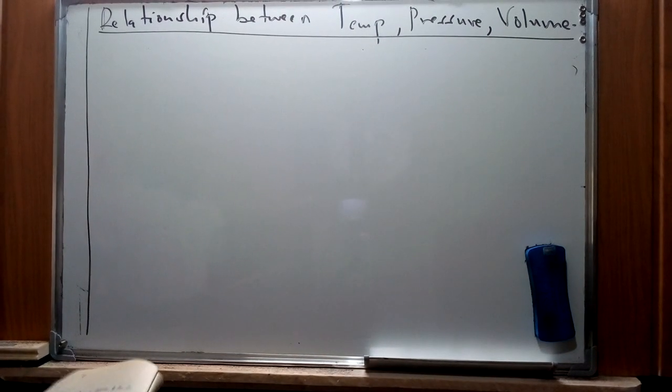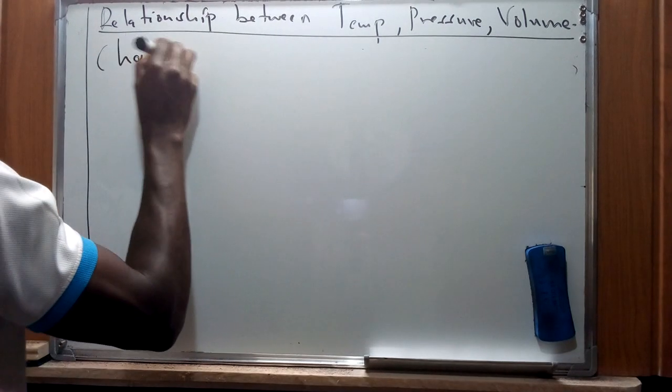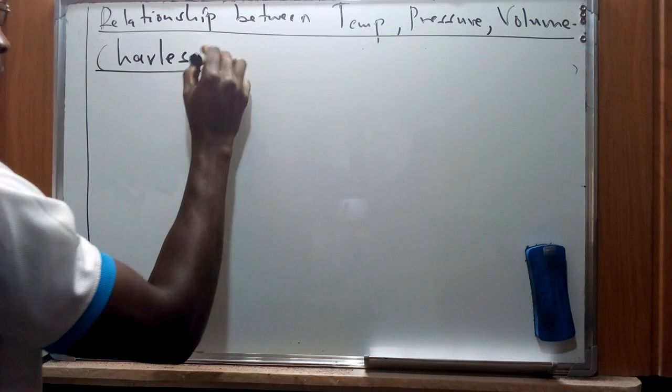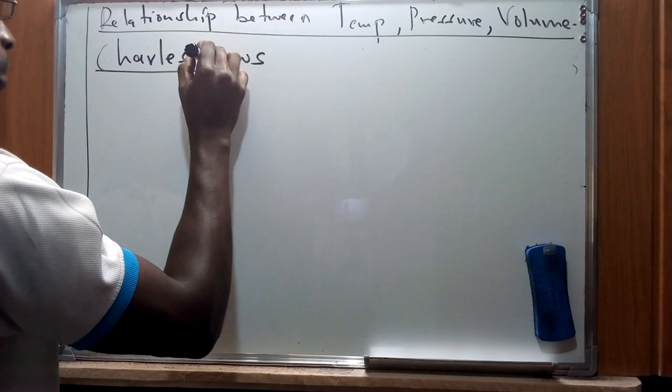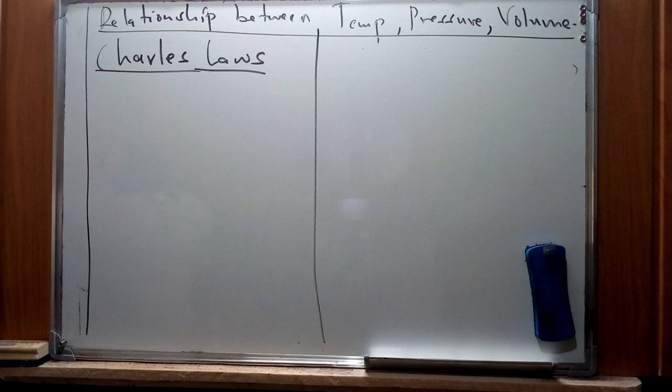So for today, we're going to discuss the concept of Charles' law. Charles' law is one of the gas laws, one of which we mentioned in our video about Boyle's law. But Charles' law gives us a relationship between temperature and volume, whereby pressure is kept constant.